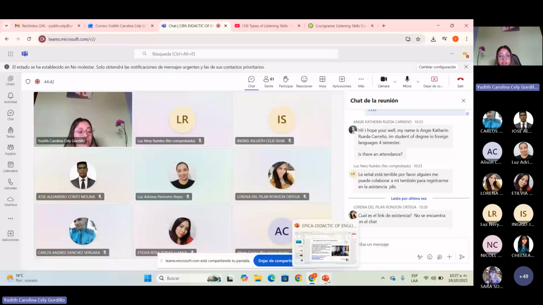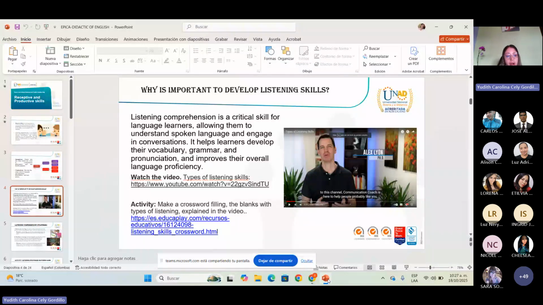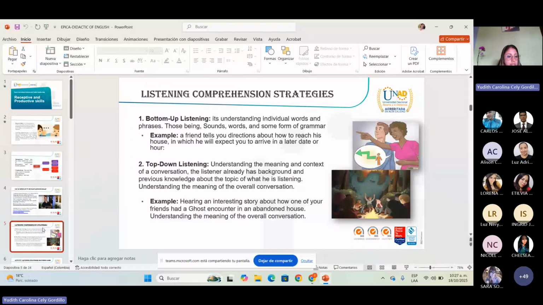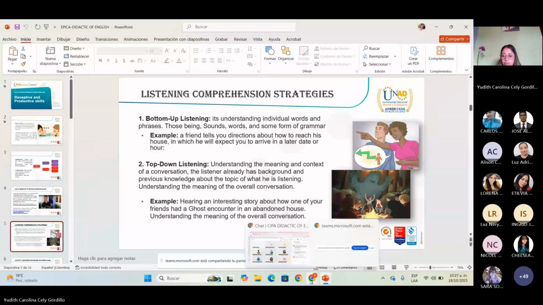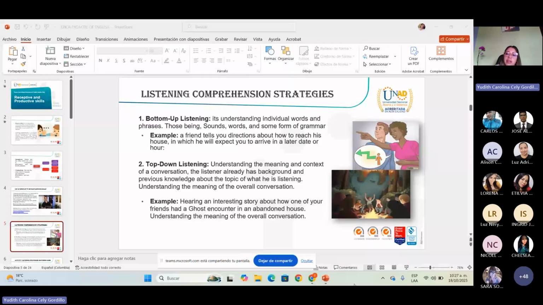Okay, let's continue. This is according to the listening part. But in the listening, can you see my screen? ¿Pueden ver mi pantalla? Yes, teacher. Okay, that's right. Perfectly. We are going to continue with the listening comprehension.